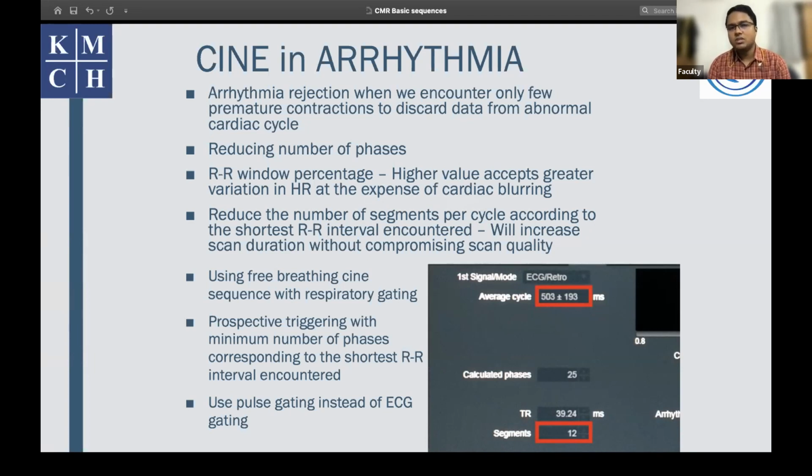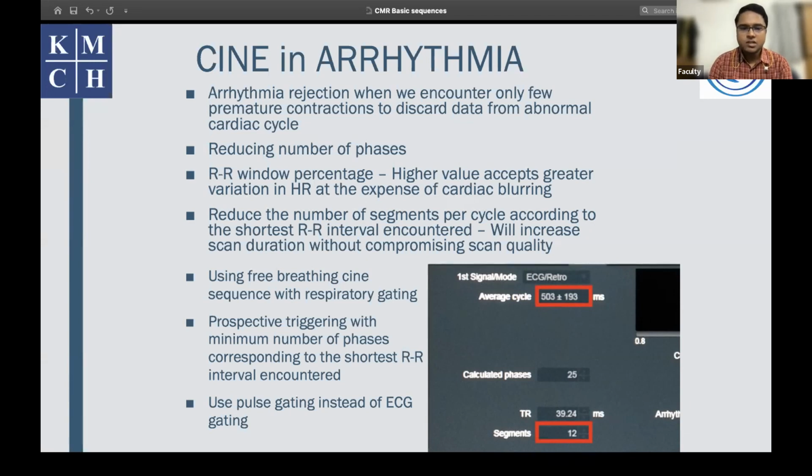The next step is to use free breathing cine sequences with respiratory gating. The main issue with arrhythmias is that it prolongs the scan duration. Most of the cine sequences are done as breath holding sequences, and if it becomes unreasonably prolonged, then the patient will not be able to hold his breath. In these cases, we can use free breathing cine sequences, but definitely the contrast resolution will not be as good as a breath hold cine sequence, but still it will be of diagnostic quality.